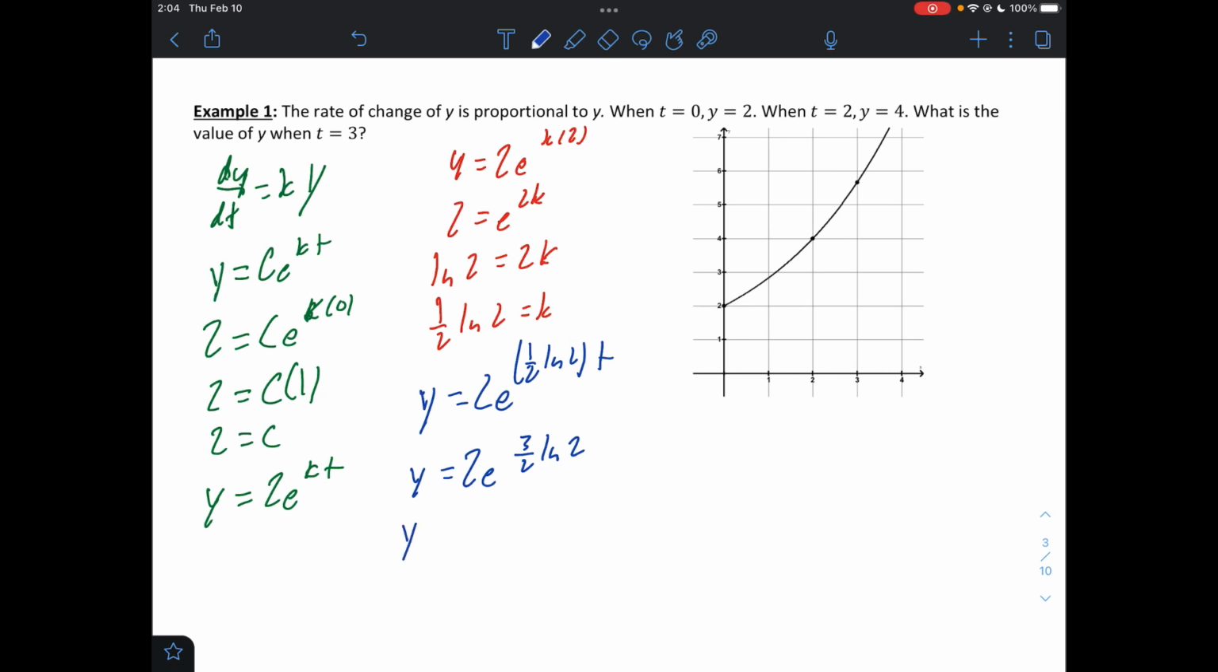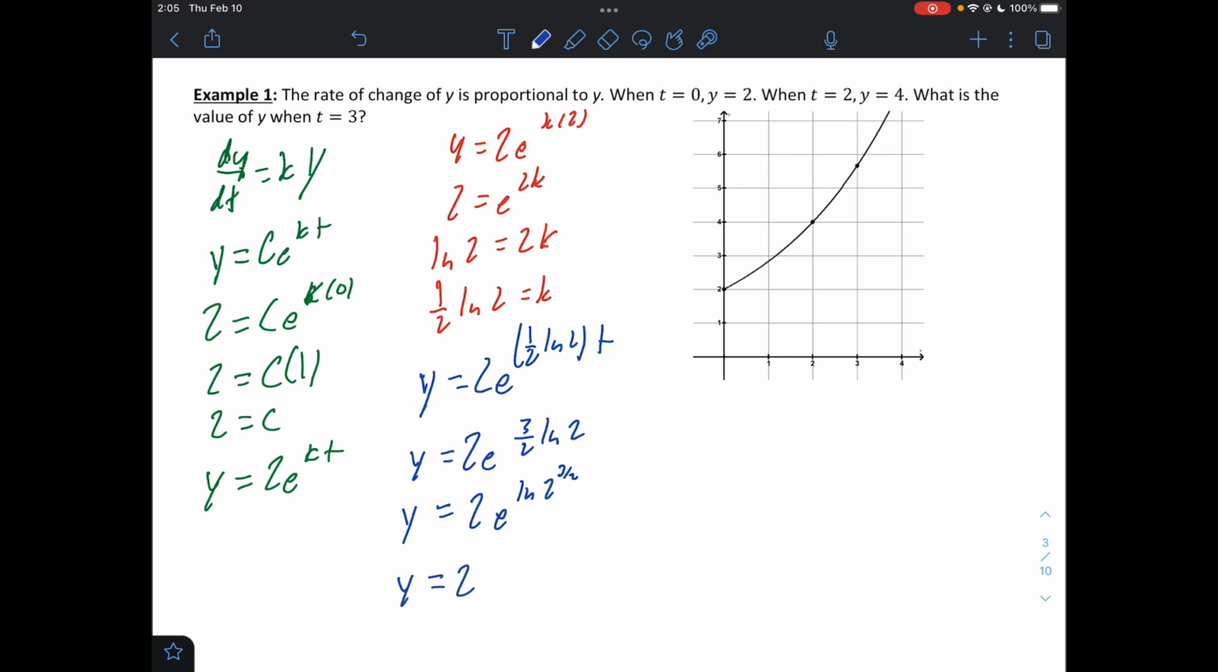All right, we can simplify this down a little bit. e to the 3/2 ln 2, we can write that as e to the ln 2 to the 3/2, right? And then e to the ln power would cancel out. So we're left with 2 times 2 to the 3/2, which we can write as 2 to the 5/2. And that's our final answer. The point would be 3 comma 2 to the 5/2.